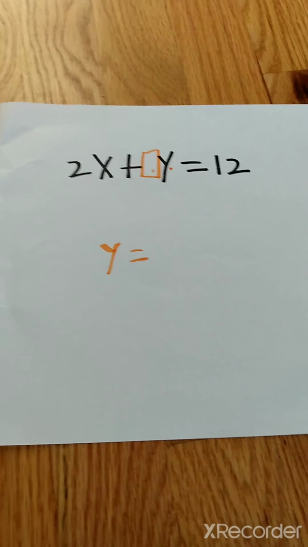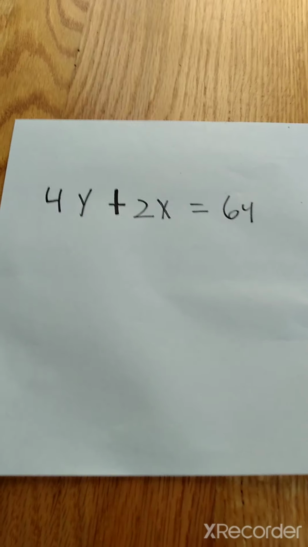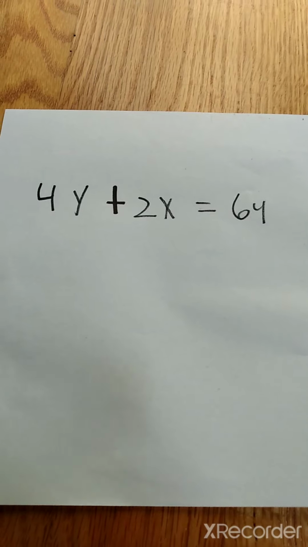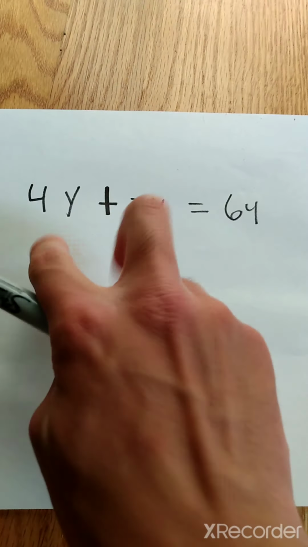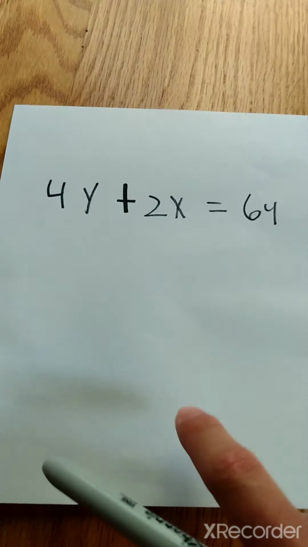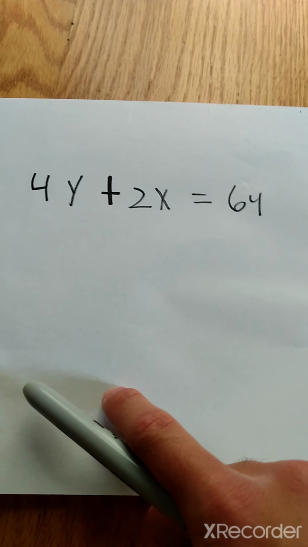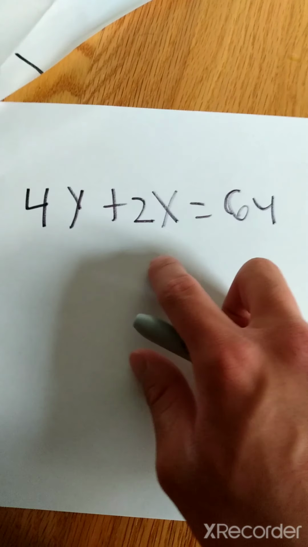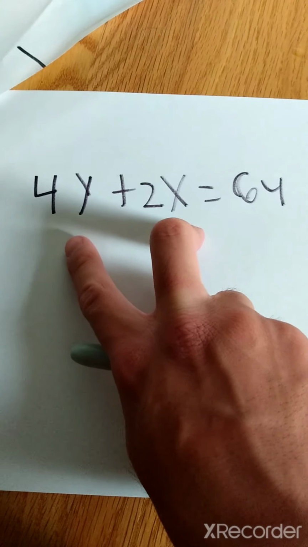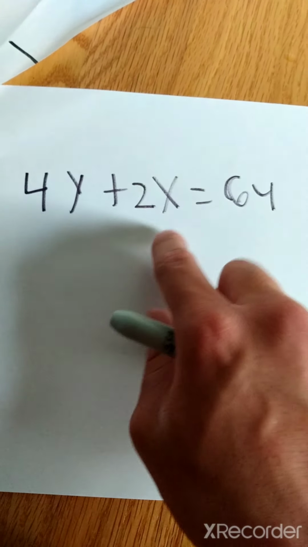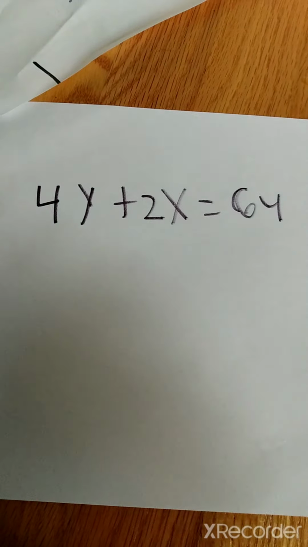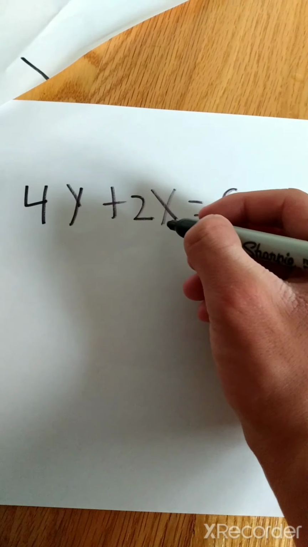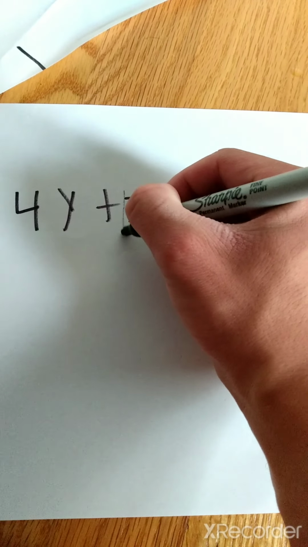By doing that, we're going to be trying to solve this equation, 4y plus 2x equals 64. What we're going to be trying to do is isolate one of the variables. Then we can rewrite the equation in a different way that means the exact same thing. Let's get started. So there are two variables, 4y and 2x. What we're going to try and do is isolate one of the variables. So in this case, what we're going to be isolating is 2x.